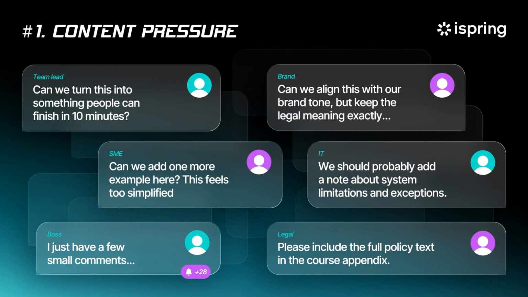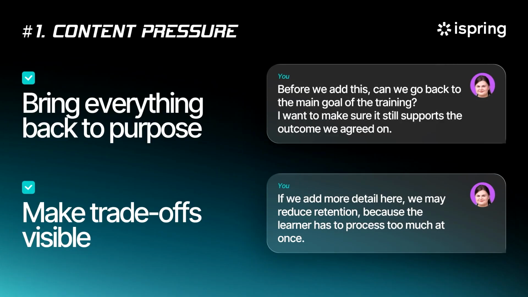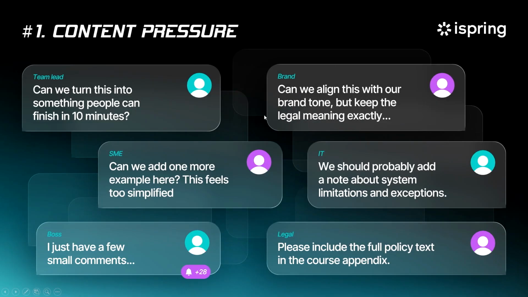So the first friction is content pressure. I think the most telling part about it is that it never starts dramatically. Nobody comes to you and says, okay, let's redo your course completely. It starts with some small changes, one message from one stakeholder, another message from another one. People are just trying to care about their own area of responsibility, right?